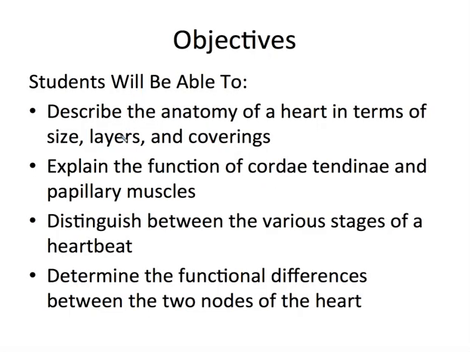And so for starters, you're going to be able to describe the anatomy of a heart in terms of size, layers, and coverings. These are the three things we're going to talk about anatomy-wise. We're talking about the function of these things called chordae tendineae and papillary muscles, so you know what those are and what they do. We're also going to distinguish between various stages of a heartbeat. So this is your components here. And then we're looking at two differences between the different nodes, so you can figure out what nodes are and why they're important to us.